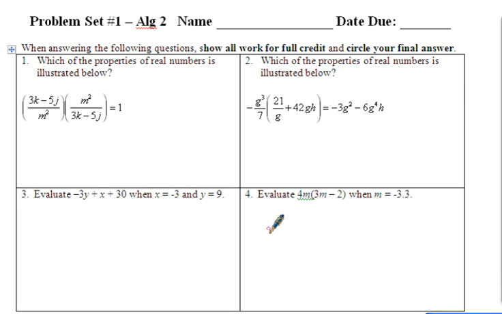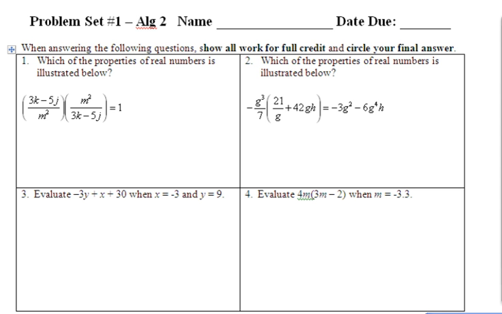Hello, this is a present from me to you. I've realized that many of you made mistakes on your problem set, and just like I told you, I don't think you should be getting anything below B on your problem set. This is an explanation how to solve these problems, and I hope that will help you to do great in Algebra 2 this year. First, which of the properties of real numbers is illustrated below?